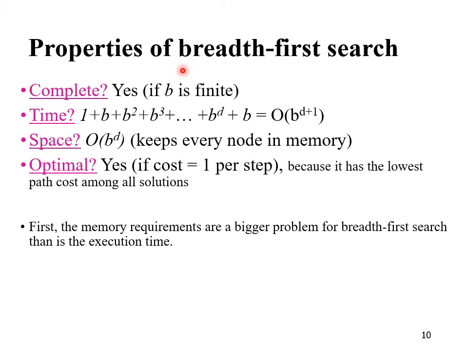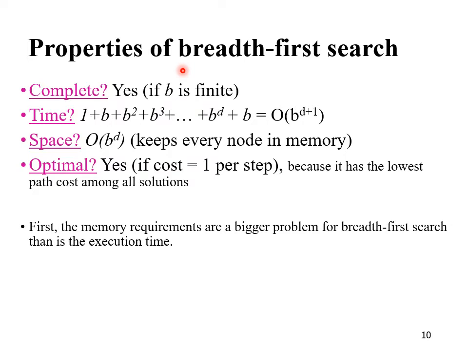So these are the properties of breadth first search. It's complete because it provides the solution in a finite number of steps. Time complexity is order of b to the power d, and space complexity is also order of b to the power d, as it keeps every node in memory. It is optimal, it provides an optimal solution.